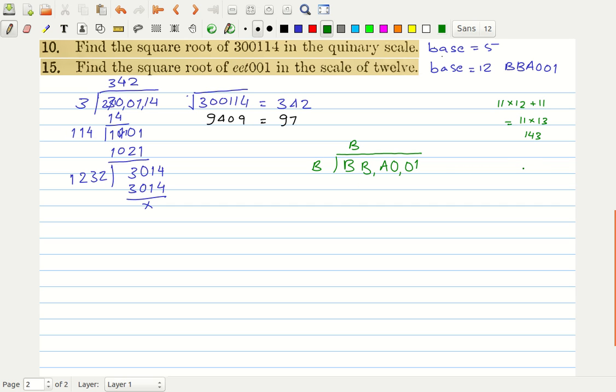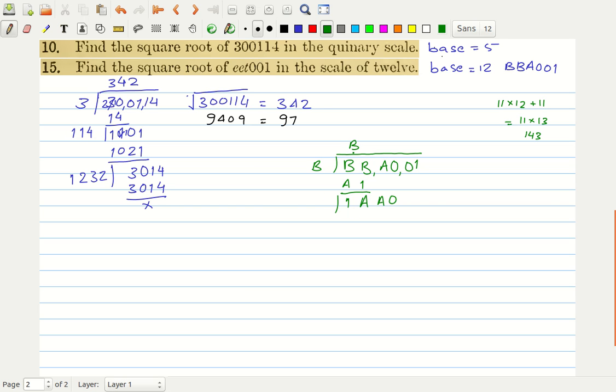Now how can I write 121 in base 12, right? 121 is 120 plus 1, and this number A, if I write here, is 10 times 12, which is 120, plus 1. So A1 is actually 121 in base 12. Now B minus 1, which is 11 minus 1, is 10, which is A. Again we have 11 minus 10 is 1, and we bring down the next group of numbers, which is A0.